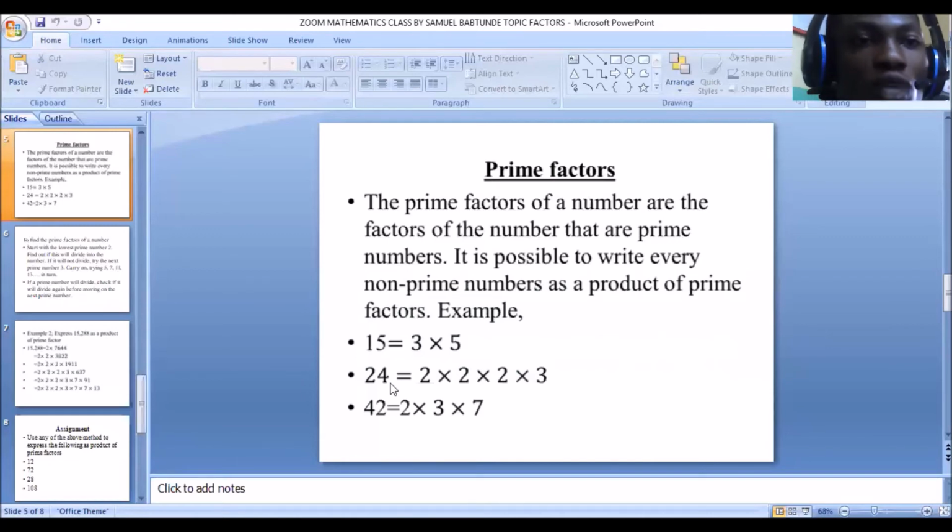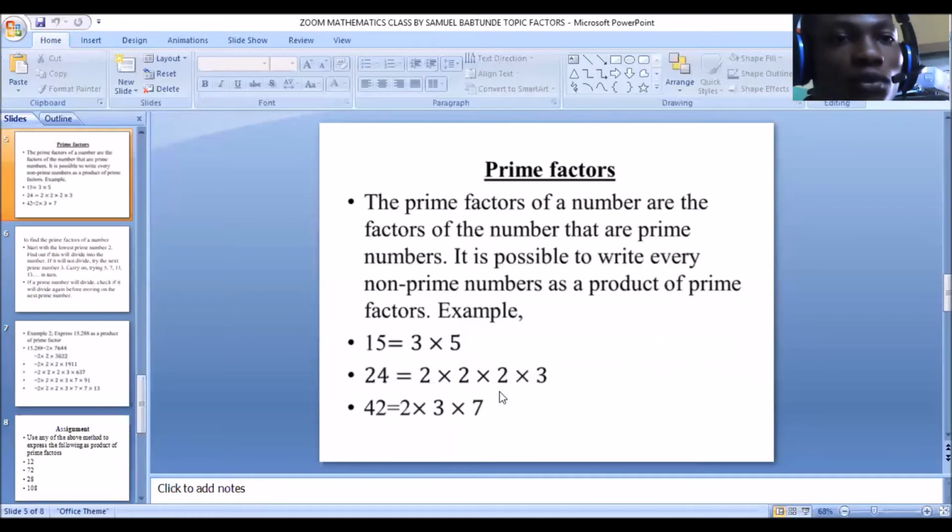But now, because 2 can go into 12 to give me 6, I still pick 2. Now I'll check again. Can 2 go into 6? Yes, 2 can go into 6. I pick the next 2. I won't pick 3 because 2 can still go into 6. So you have to start with the lowest prime number first. The lowest, that's the law. You start with the lowest prime number first before moving to the next prime number.